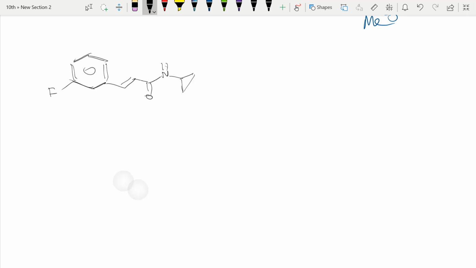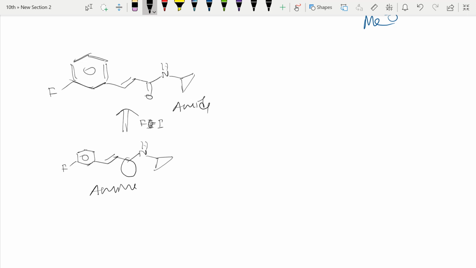I have told in retrosynthesis, if there is a compound like this, NH, like the cyclopropane, first functional group interconversion: you will convert this amine to amide. See here, nothing is there, but here an amide group is added. NHCO group is called amide, right? So you will convert amine to amide. Then you will do retrosynthesis.